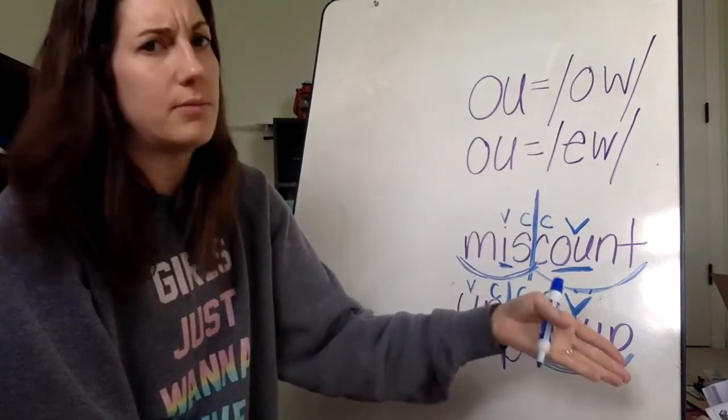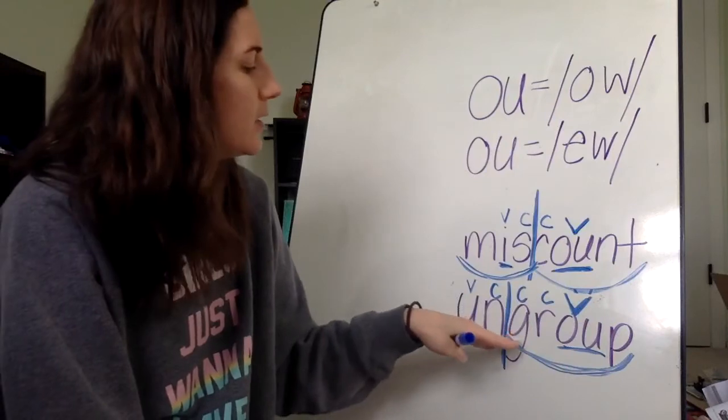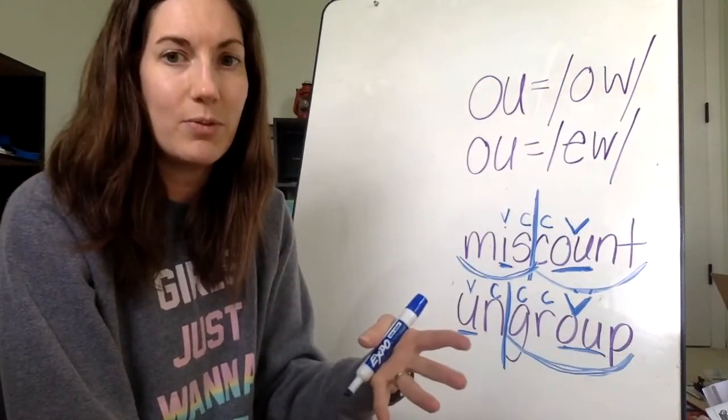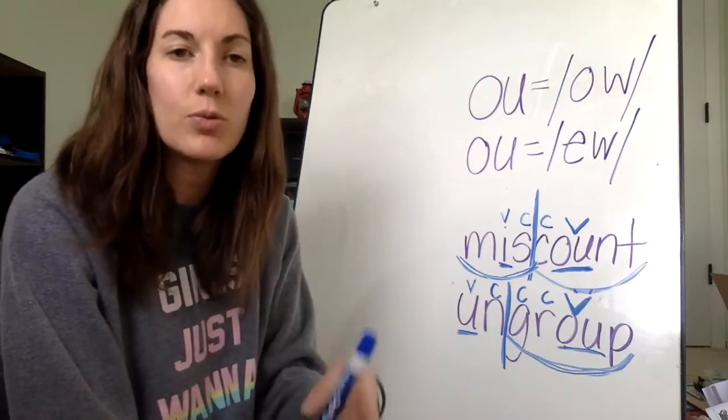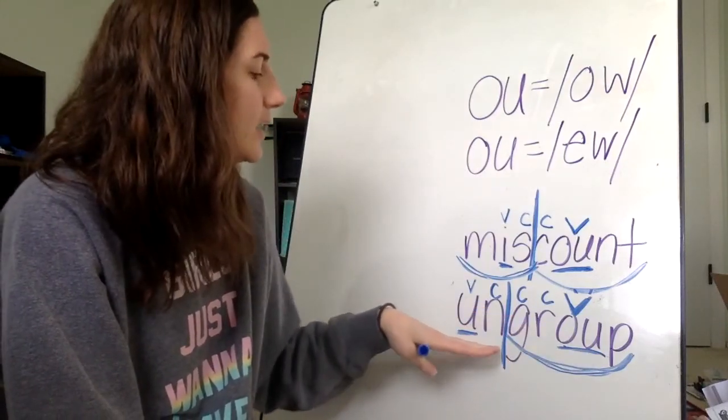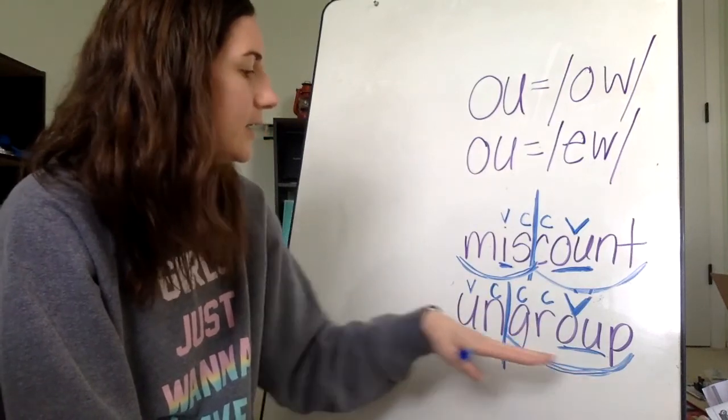Owp, not a word I've heard before. Oop, group. That's a word I've heard before. So that is probably the correct sound for my OU vowel team. Now I have un and group, ungroup.